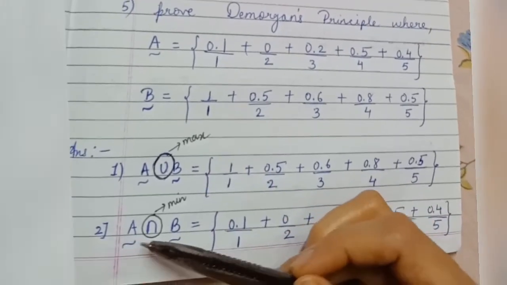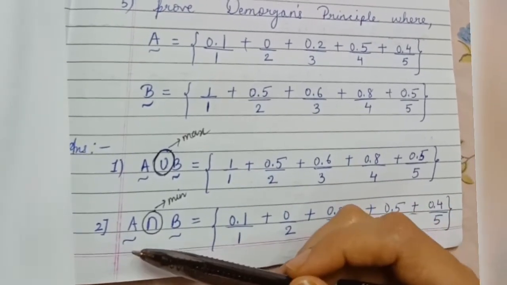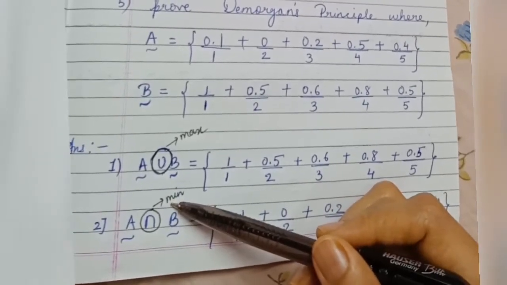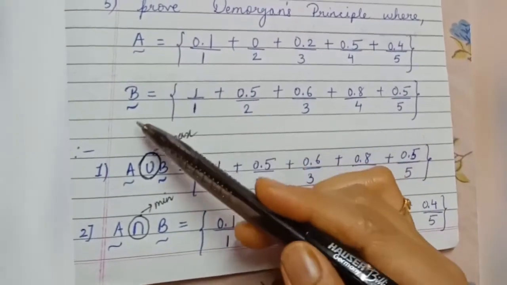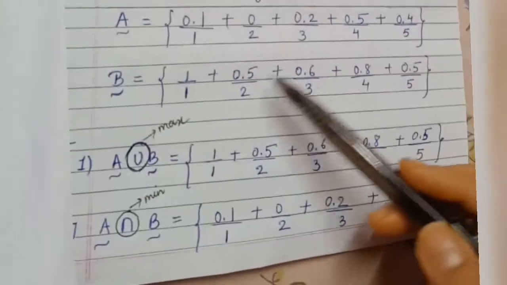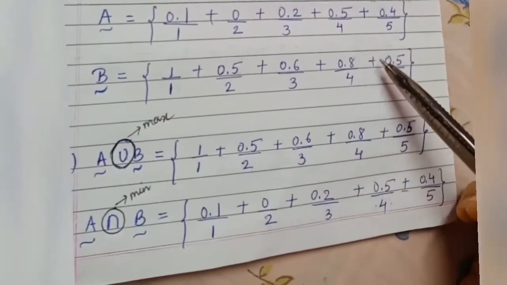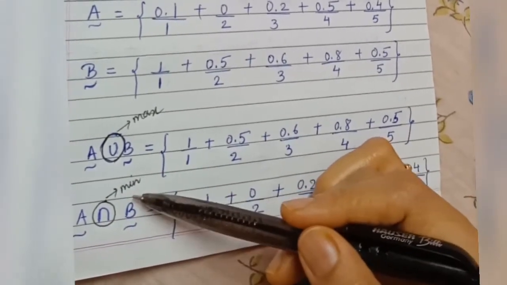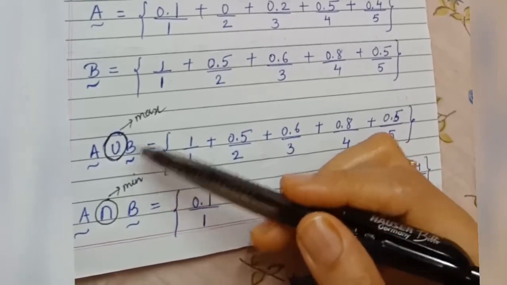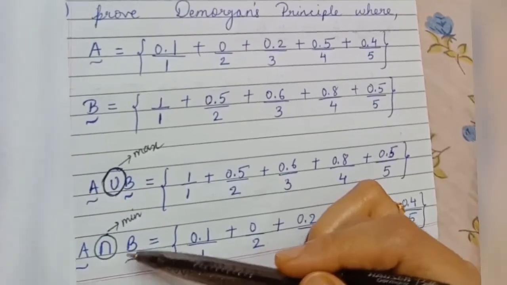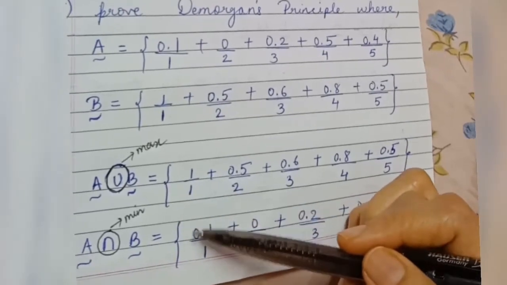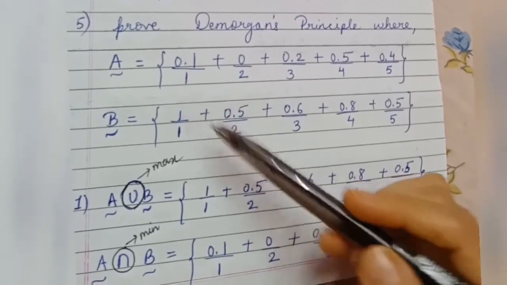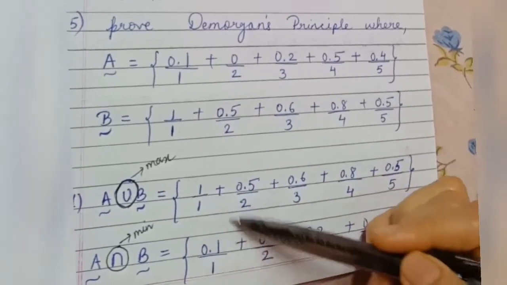Now let's find A intersection B. To find fuzzy set A intersection B, here we have to use the minimum operation. Consider two sets, set A and set B. These are the elements in set A. Similar way, these are the elements in set B. Compare each element, and now for A intersection B, take the minimum value. As in union we took the max value, in intersection we have to take the minimum element. Let's start. First 0.1 and 1, which is the minimum? Here 0.1 is minimum. Write 0.1 upon 1. This forms the first element.